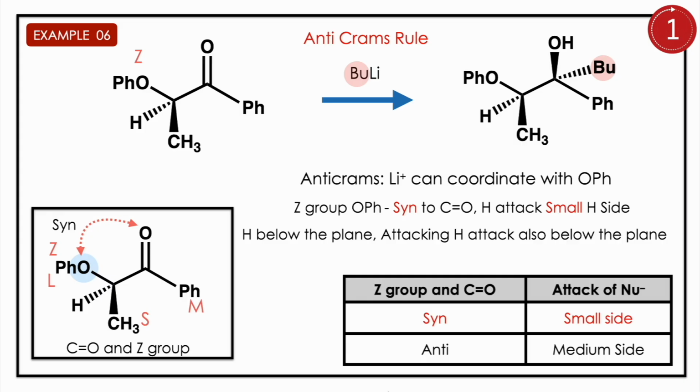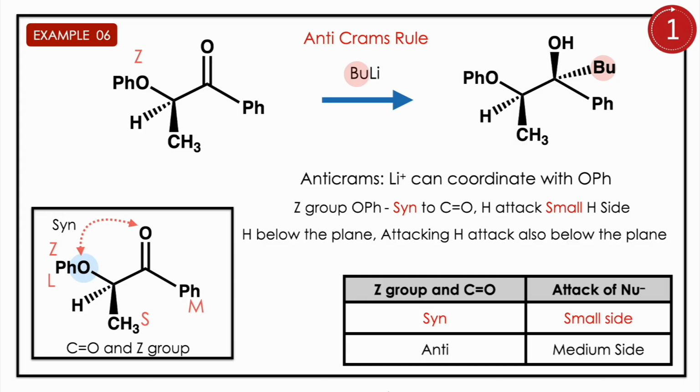Here the large group and the Z group are the same. So the first step will be identifying the large, medium and small groups. The Z group is obvious, that is phenoxide, and that is also the large group. The small group is hydrogen. The medium group is the methyl group. Here you should find the relation between the CO and Z groups. Since it is anti-Cram's rule, it is opposite to Cram's rule. The Z group and CO syn to each other means small side attack.